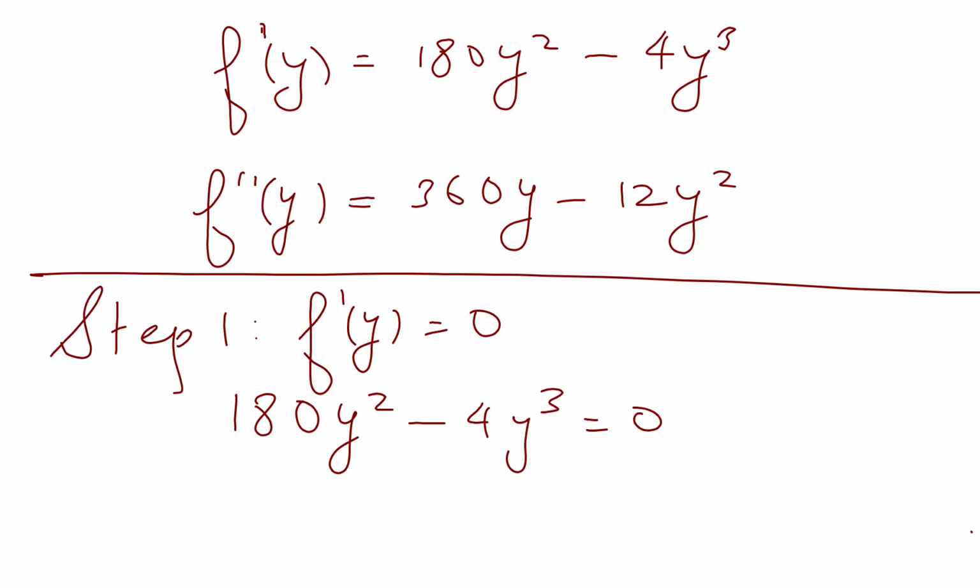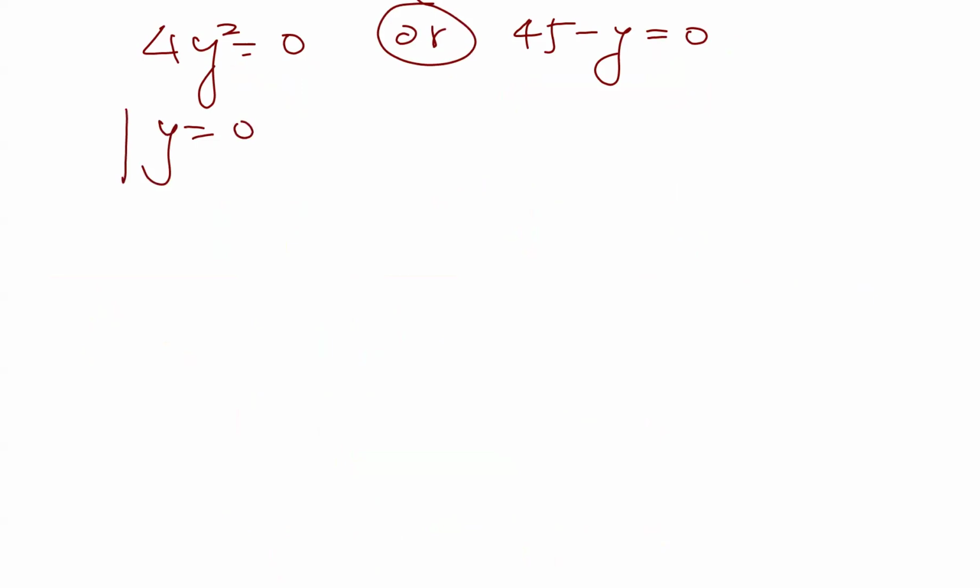Fine. So let's take 4y square common. So this will be 45 minus y equal to 0. Right? Okay. So this implies two things. 4y square equal to 0 or 45 minus y equal to 0. Right? So this implies y equal to 0 or y equal to 45.